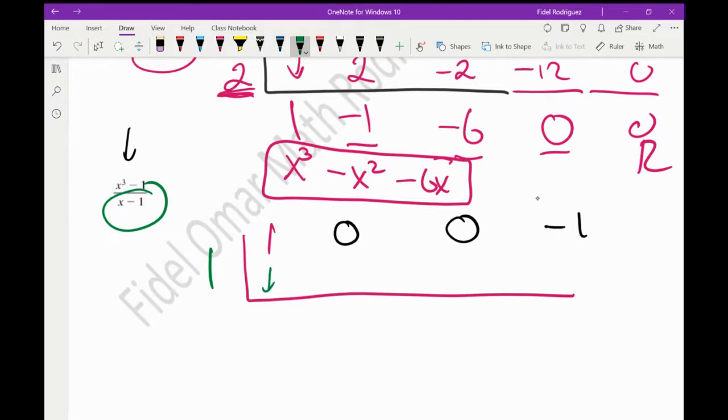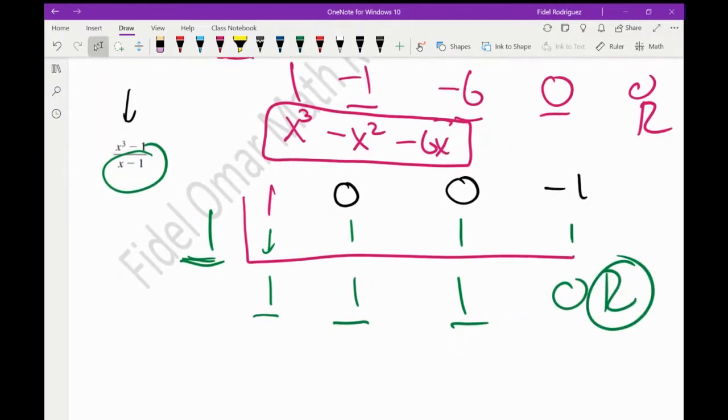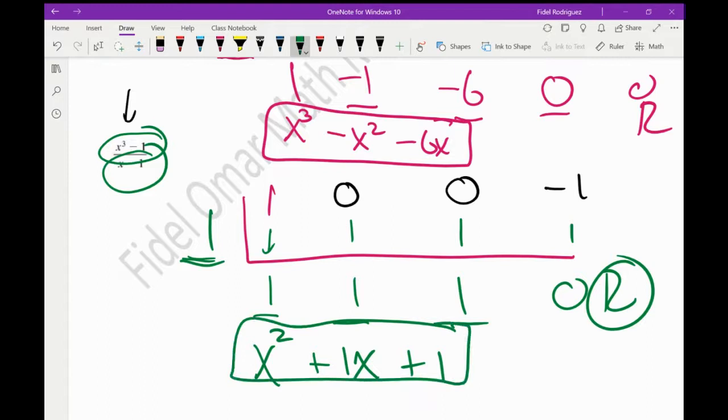And first step, y'all, we're going to drop down the 1, and we're going to multiply. So 1 times 1 is still 1. We're going to add them together. That's 1 again. 1 times 1 is still 1. We're going to add them together. That's 1. And 1 times 1 is 1. And -1 and 1 is 0. Remember, that's my remainder. So remember, we used to have a problem that had an x to the third. So this is now the number in front of the x squared. This is now the number in front of the x. And that is our constant term.